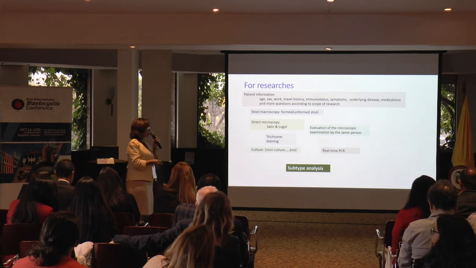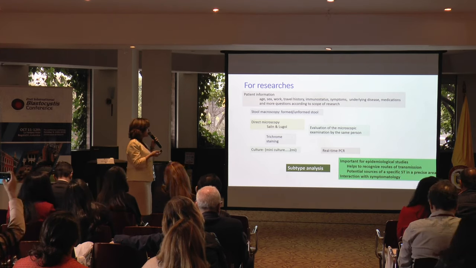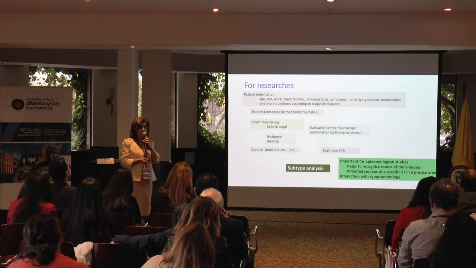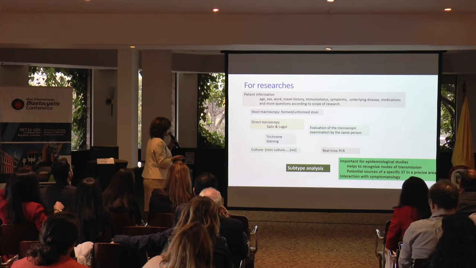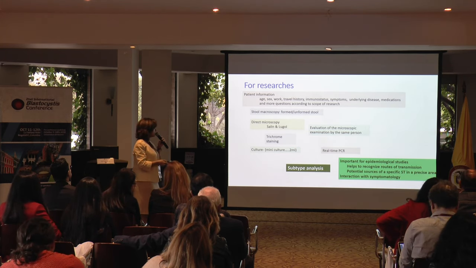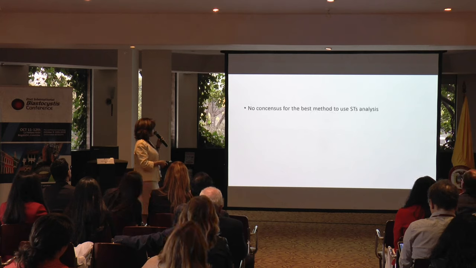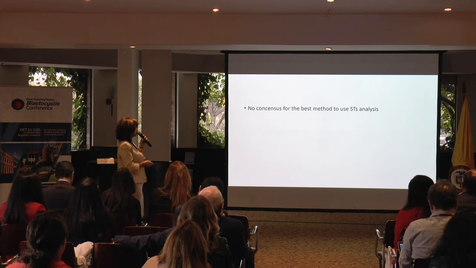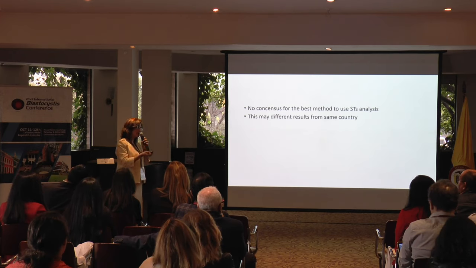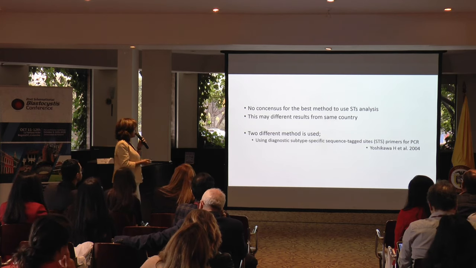But we need subtype analysis in research, because we need more epidemiological studies. Subtype analysis can help to recognize routes of transmission, and the potential source of specific STs in a precise area can be clarified. To explain the interaction with symptomatology, we also need subtype analysis. But there is no consensus on the best method to use for ST analysis. This may give different results from the same country and different results from the same city. And until now, two different methods have been commonly used.